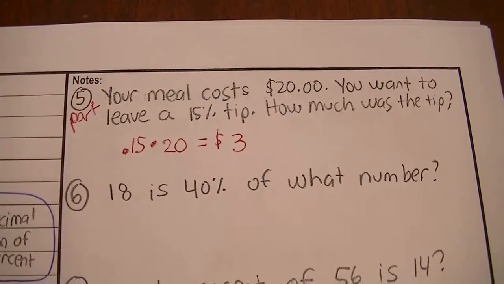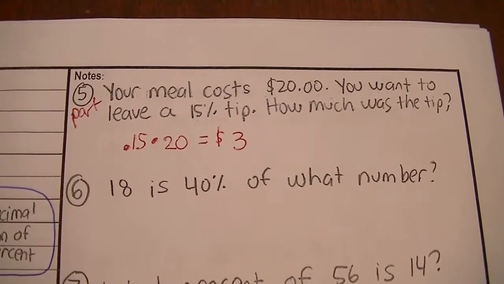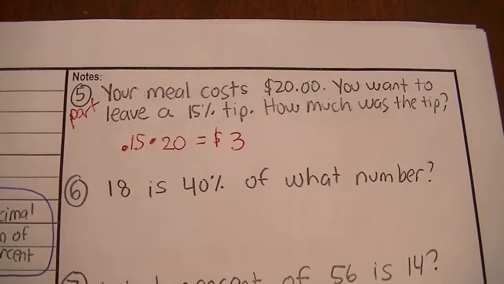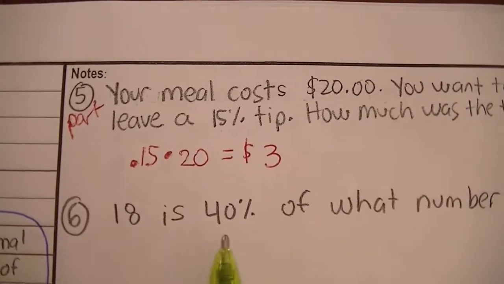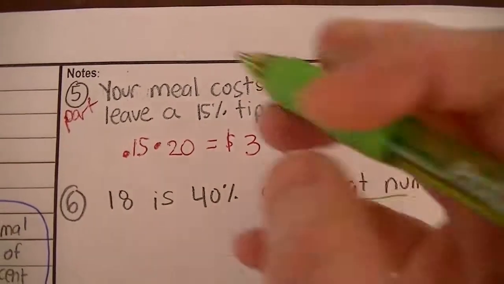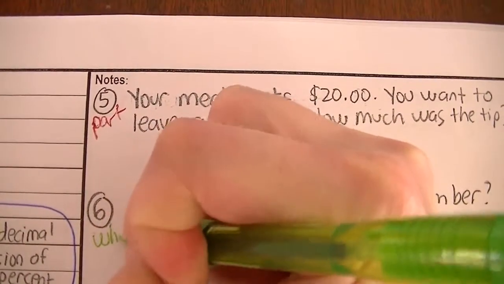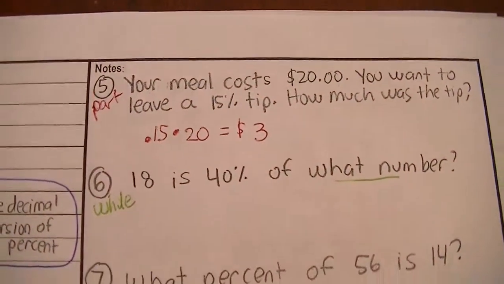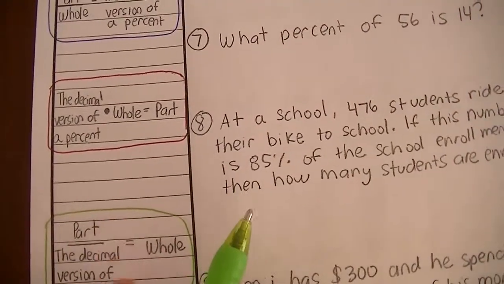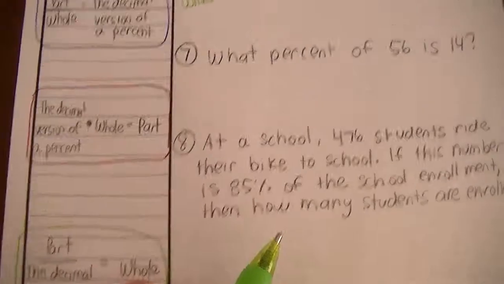Number 6. 18 is 40% of what number? Okay? So 18 isn't the whole thing because it's only 40% of some number, which will be the whole. So right here, we're solving for the whole. Okay, so the fastest equation that would give me the whole would be this third one.